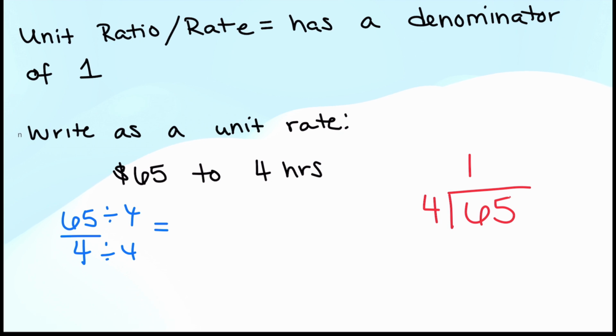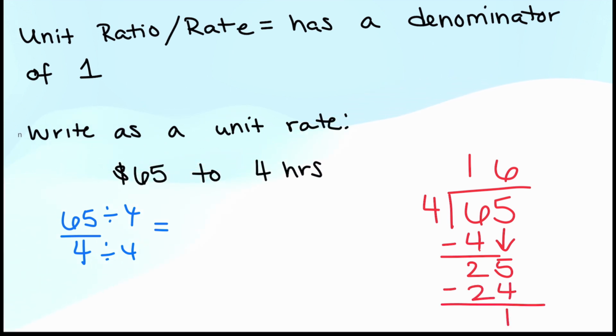4 goes into 6 one time. 1 times 4 is 4. That gives me a remainder of 2. Bring down the 5. 4 goes into 25 6 times. 6 times 4 is 24. So remainder of 1. And then I'm going to keep going. I'm going to add a decimal and add some zeros just to keep going here.